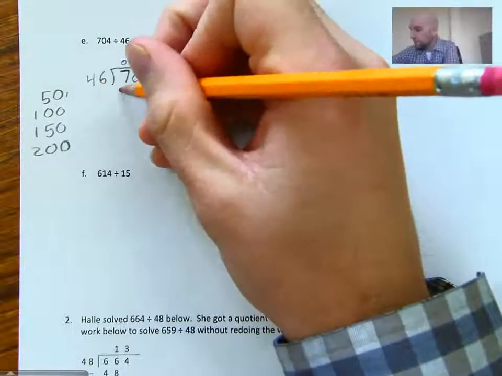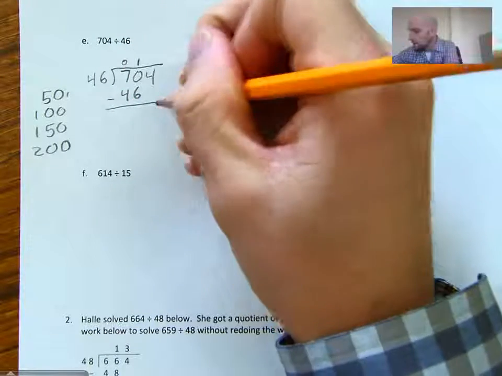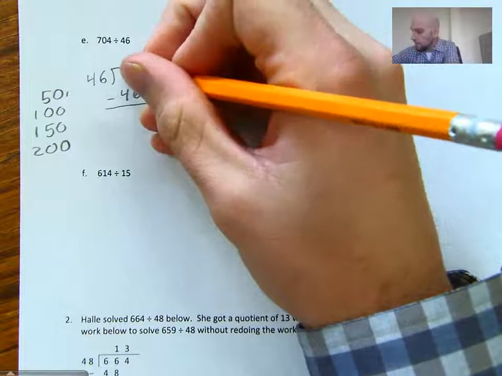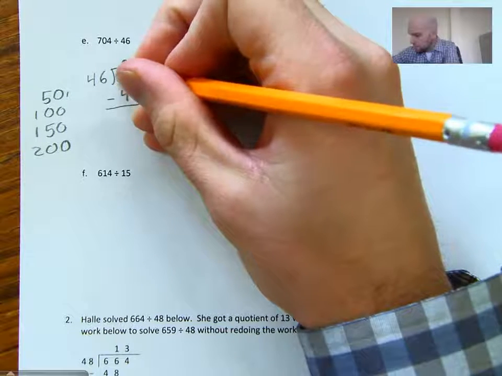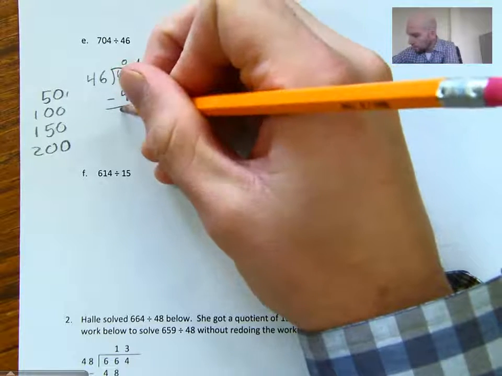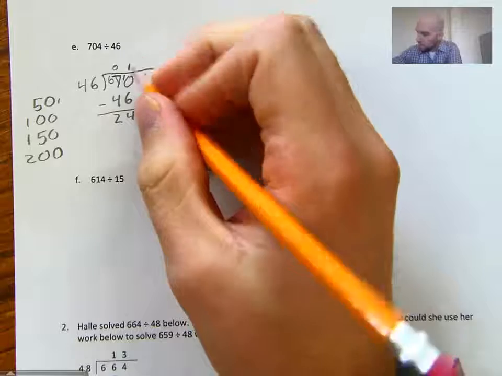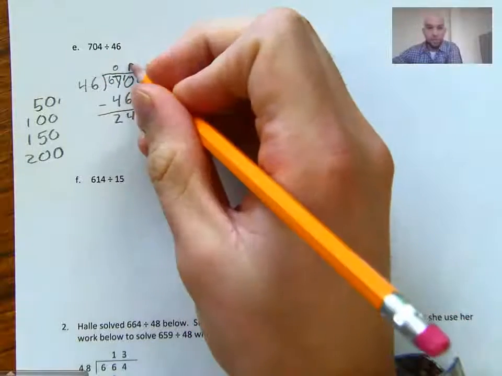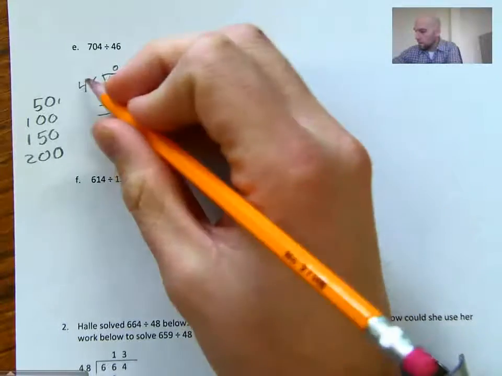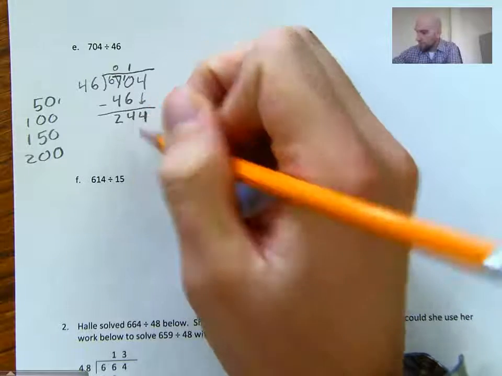1 times 46 is 46. We're going to subtract, and we will get, let the bar here from the 7, 10 minus 6 is 4, 6 minus 4 is 2. We have 24. So 46 can't go into 24 anymore, any times. So we know that we don't need to adjust this 1. We can bring down our 4, and now we have 244.